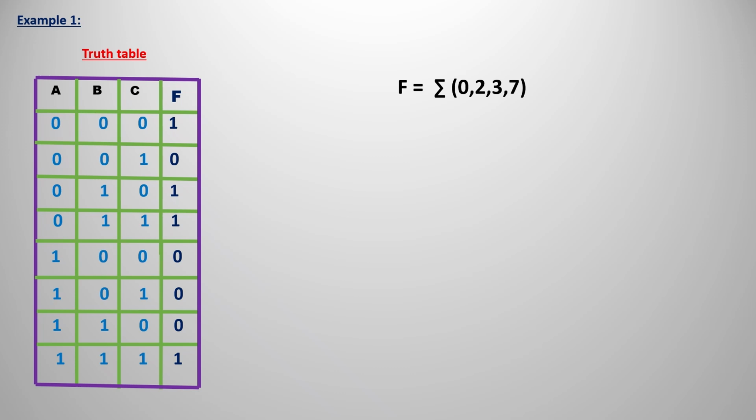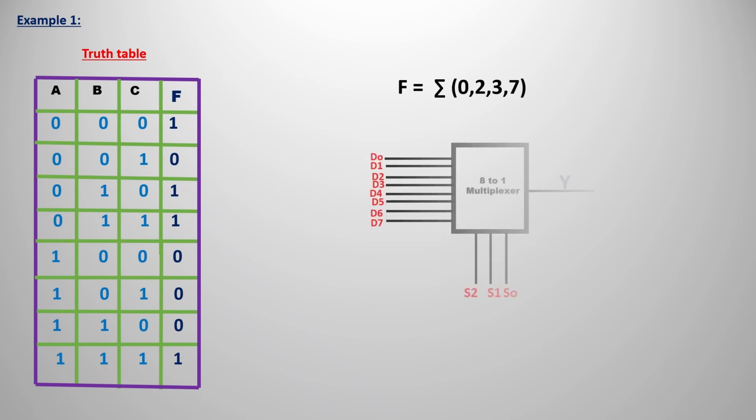Let's get started with an example. This is example one. You are seeing that they have given a truth table. Even if they did not give the truth table, they can give it in simple SOP format in terms of min terms, like f equals sigma 0, 2, 3, 7. So we can simply fill that in the truth table. After filling that, this is the truth table.